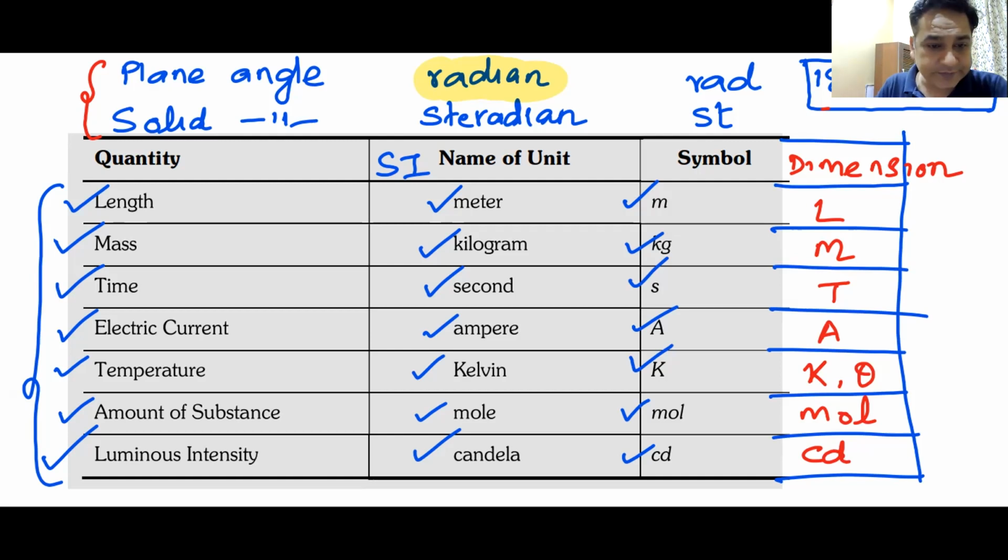Have you noted it down, beta? Sir, for these supplementary angles, there is no dimension, sir. No, supplementary angles have no dimension, beta. Okay, sir.